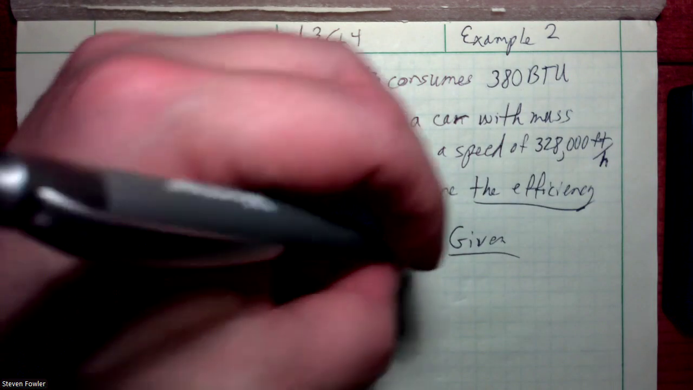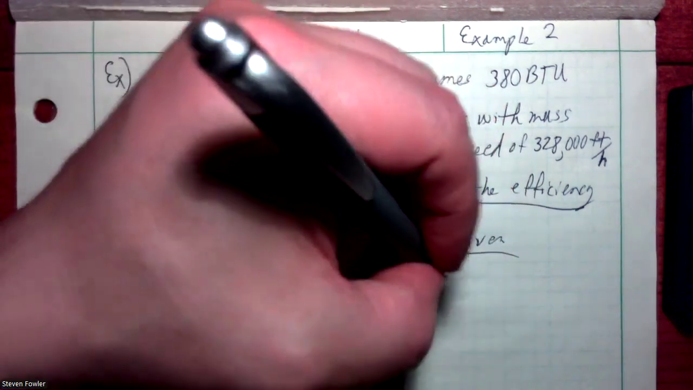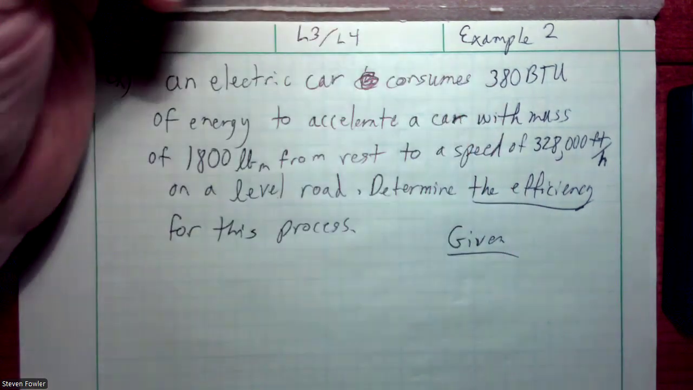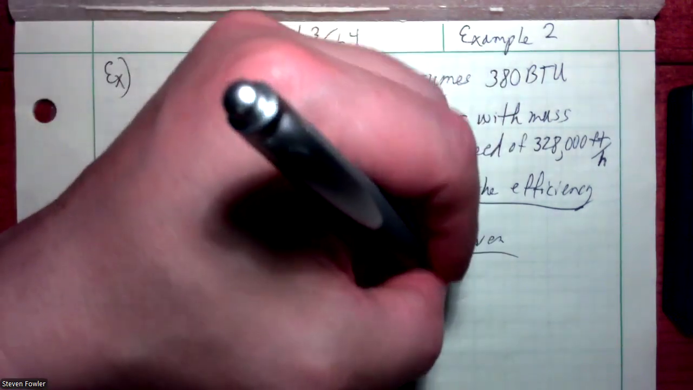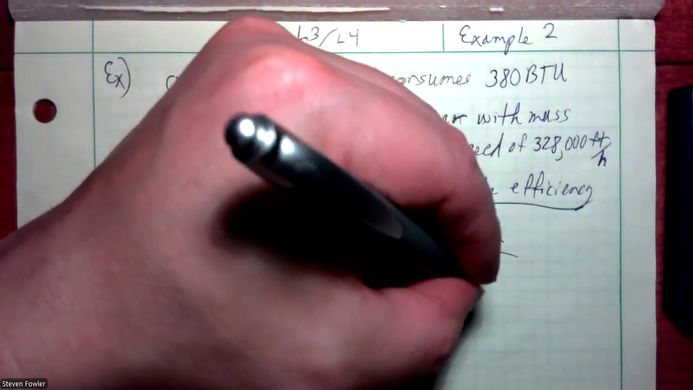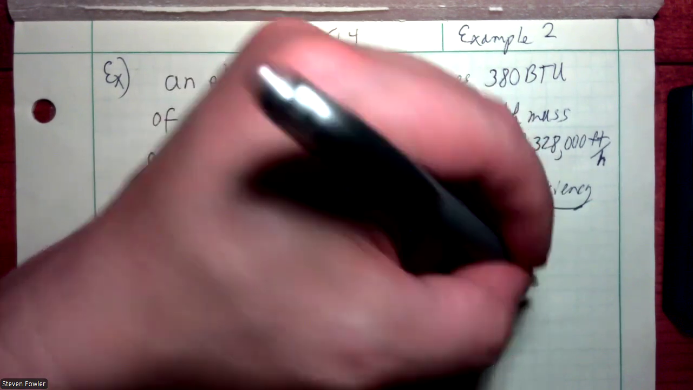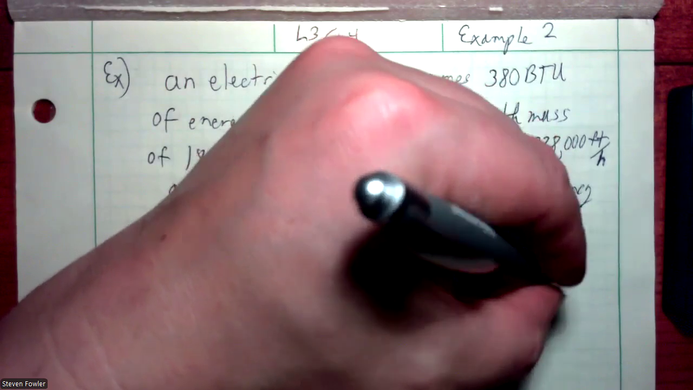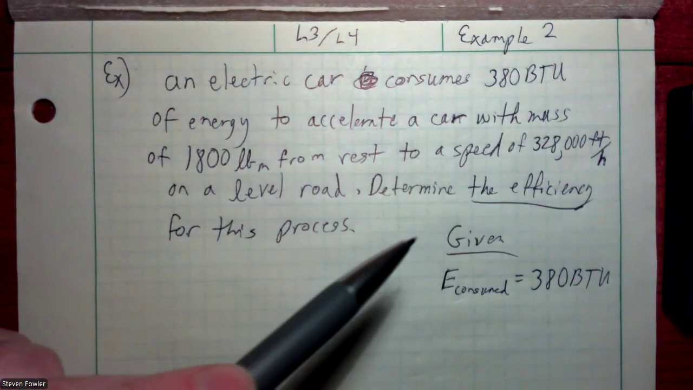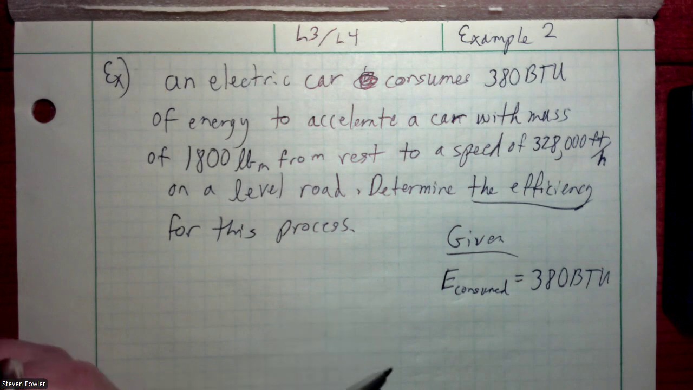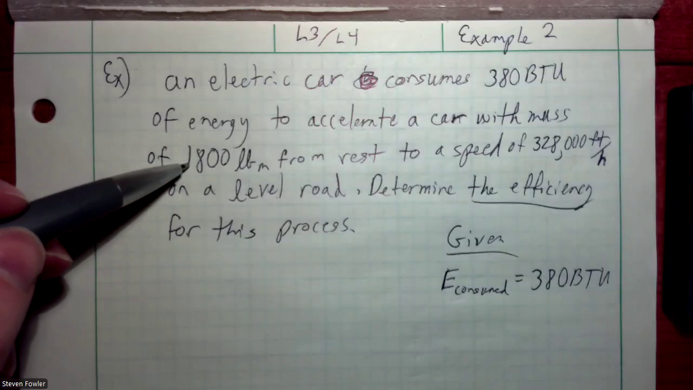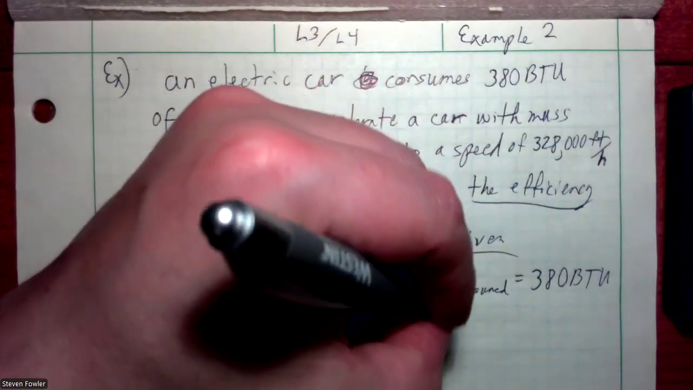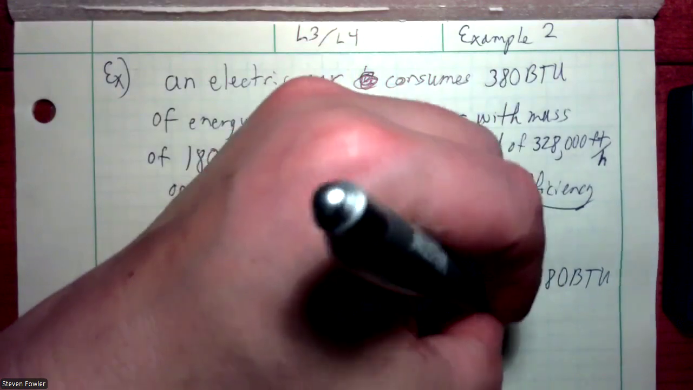Well, all right, let's organize what's known. I know that it's consuming the energy consumed. What do we call that? Well, I'm just going to call it energy consumed for right now, is 380 BTUs. Sometimes it's not clear what's given to you, what to call it. How do I put it in my language, my nomenclature? Sometimes it is easy. This is the mass. Okay, that's M. M is 1,800 pound mass.